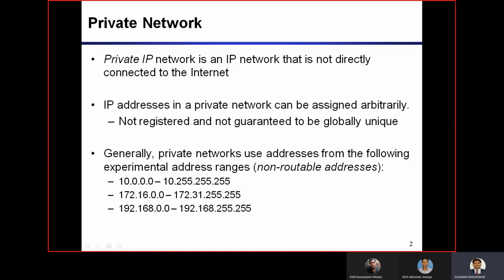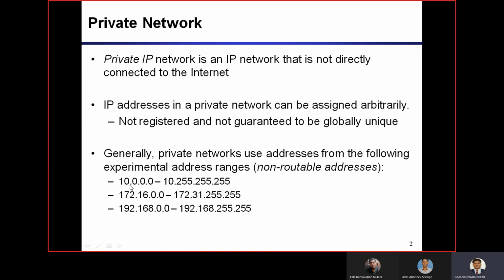So you need to map these private addresses to the public addresses for secure and effective communication. At the same time, that will help overcome the limitations of the IPv4 range of IP addresses. A private IP network is an IP network that is not directly connected to the internet. That is what you use for your local, office, or LAN. IP addresses in a private network can be assigned arbitrarily, so they are not registered and not guaranteed to be globally unique. Such are private IP addresses.